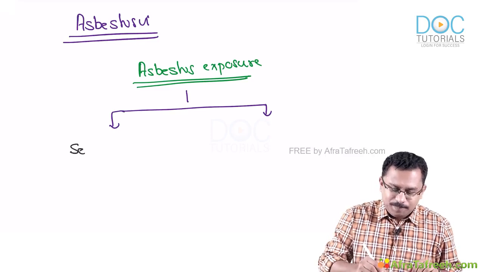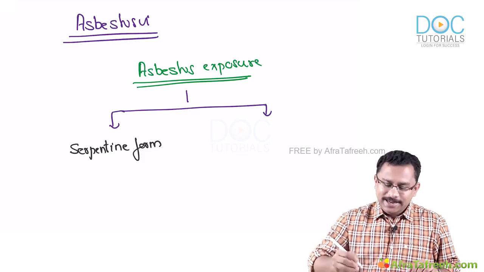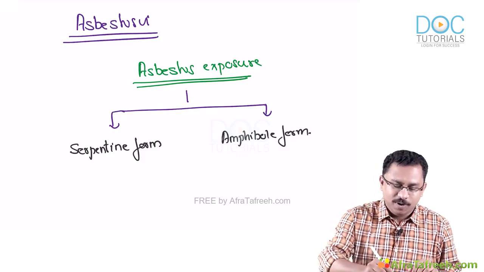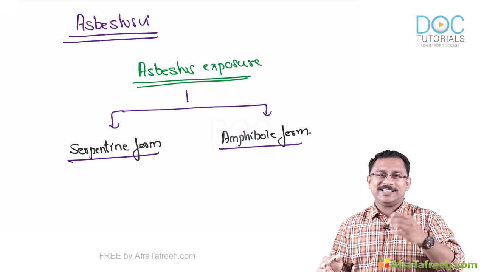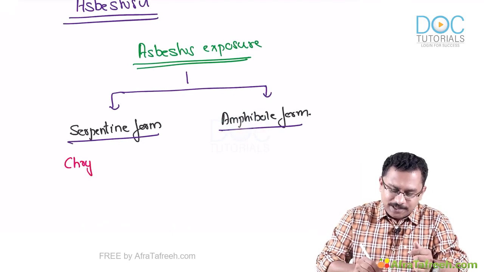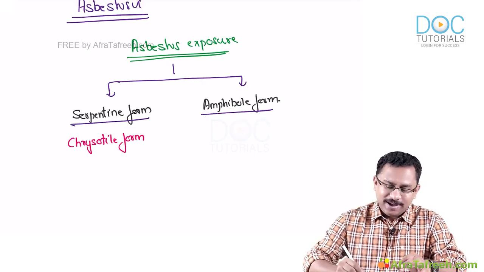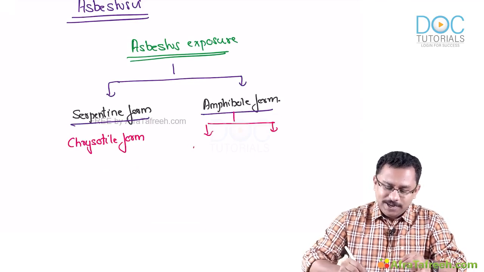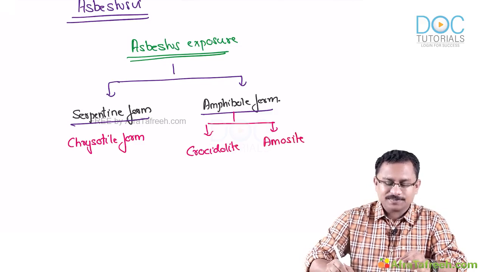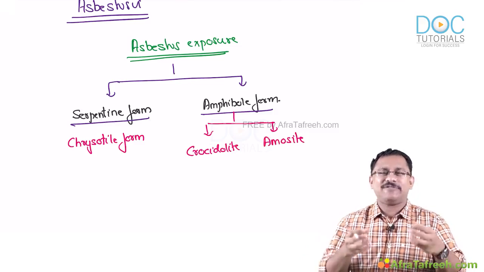One is the serpentine form, and the second is the amphibole form. Serpentine form and amphibole form, these are the two types of asbestos. And this serpentine form is also referred to as the chrysotile form. Whereas your amphibole form again can be of two types. One is crocidolite and the other is amosite. Okay, a bit of tongue twisters, but these are the types of asbestos.